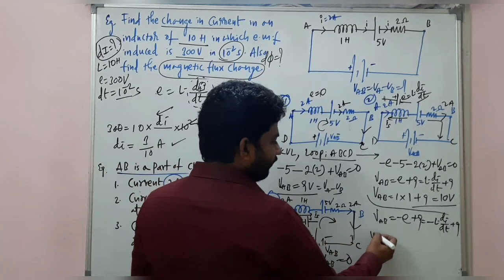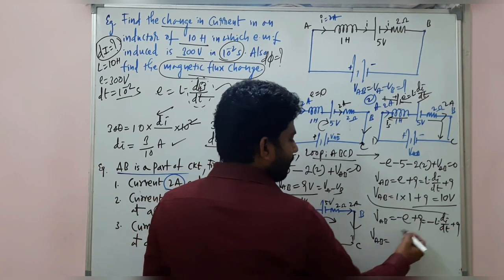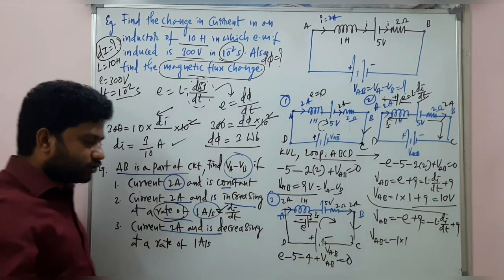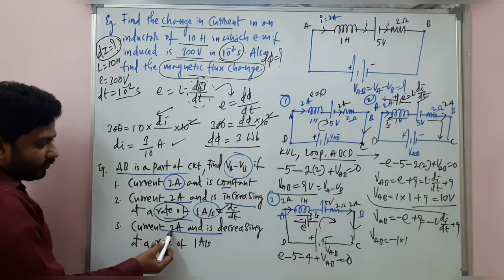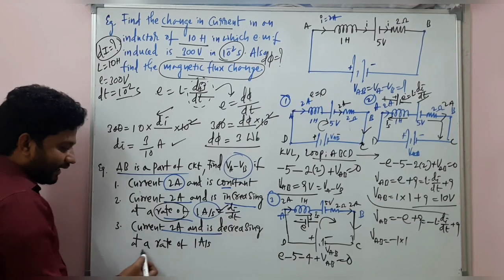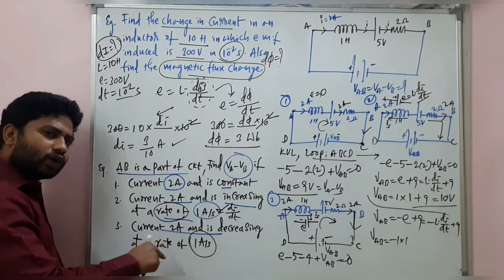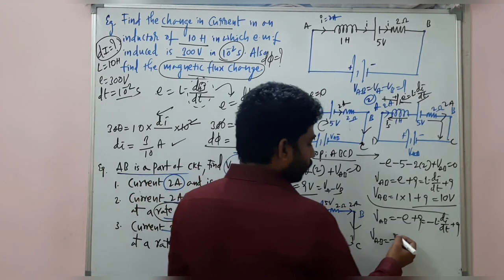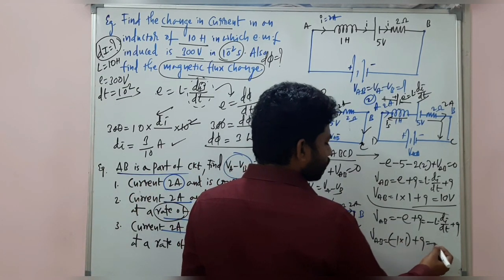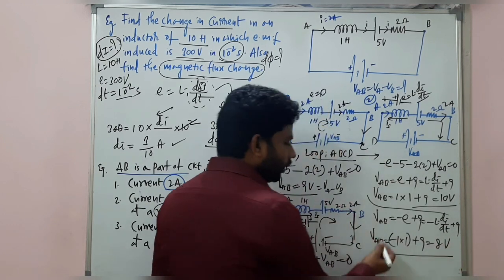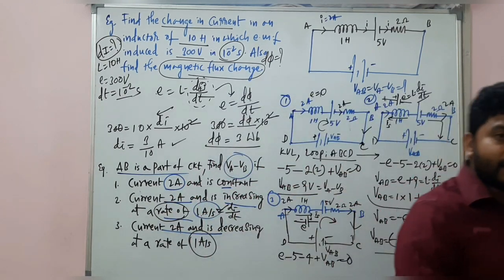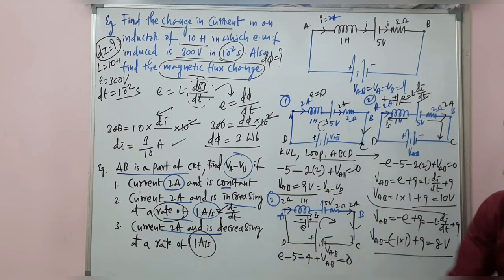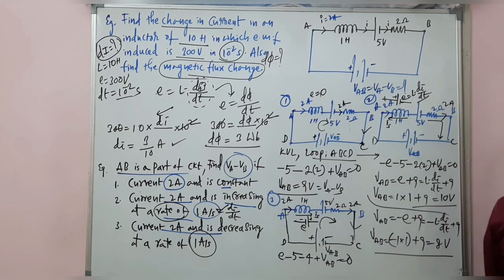So now VAB is equal to minus L is 1 into di by dt is 1, because it is also very important. Here also the current of 2 ampere and is decreasing at a rate of 1 ampere per second. Here also current is decreasing at a rate of 1 ampere per second only. Okay, so 1 into 1 plus 9. So 9 minus 1 is 8 volt. Alright. Clear? So that's it. It's so simple. This is the most important numerical of the chapter. Most important numerical is this one.